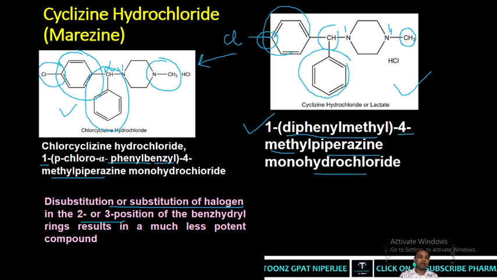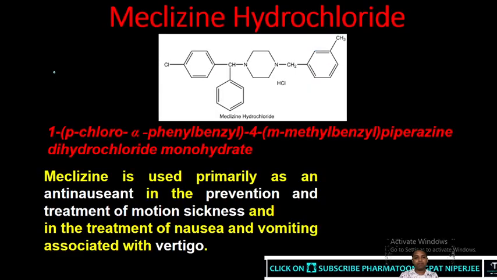Now suppose on this phenyl ring system there are substitutions of a halogen at the second and third positions. That means if a halogen is substituted at the ortho and meta positions, then it results in a less potent compound. So this 4-chloro group is required for activity, we can say.